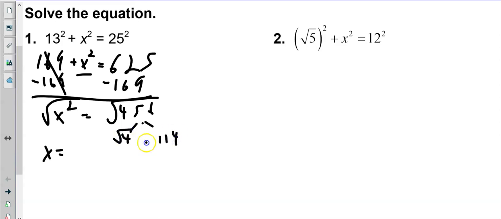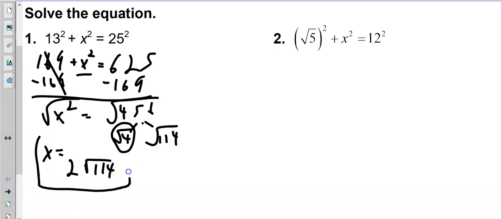Now remember, that's the square root of both of these numbers. Then we're going to take the square root of this number, because it is a perfect square, and get 2 times the square root of 114. This is an exact answer, right? Even though we don't talk in terms of radicals in real life, people think turning that into a decimal is an exact answer, but it's not. This is exact. Turning it to a decimal would be an approximation because you're rounding.